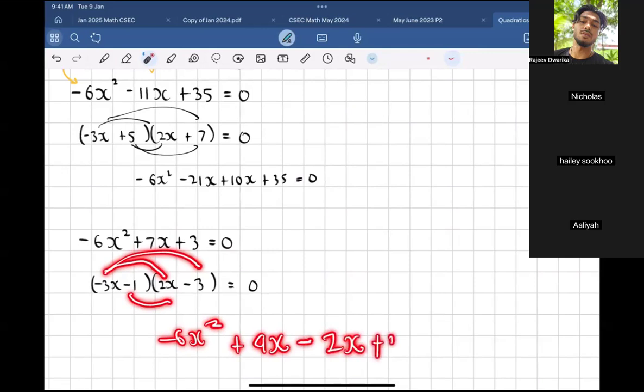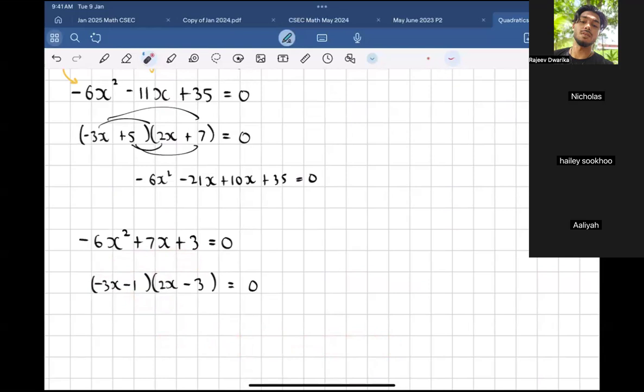Positive 3. And then 9x minus 2x is 7x. So yeah, there's the answer. And they get back the 3.